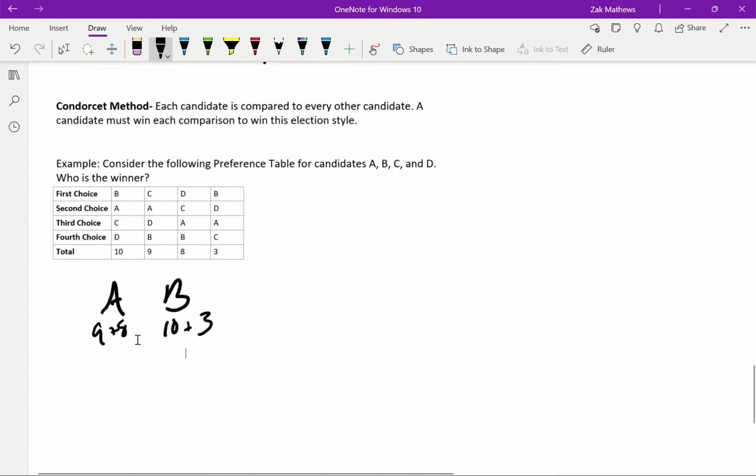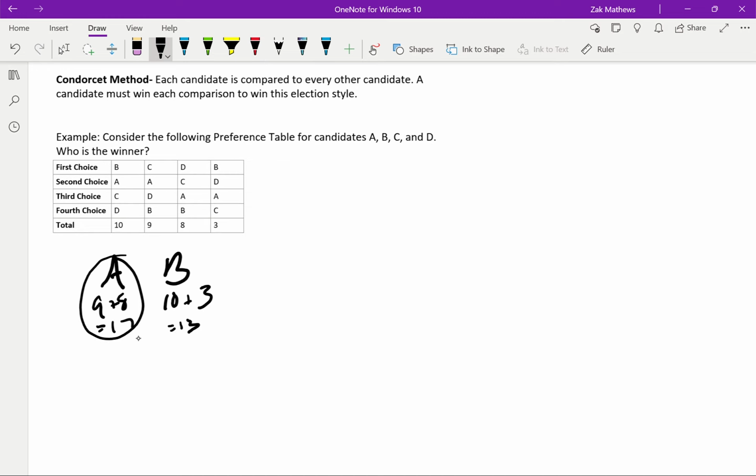And again, where am I getting these 10s, 8s, and 3s? Those are the total numbers of votes. So 9 and 8 is 17, 10 and 3 is 13, and so candidate A wins between A and B in this comparison. Next, I'm going to compare A and C.